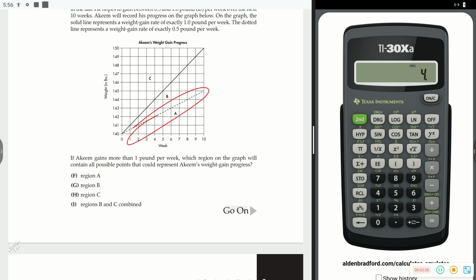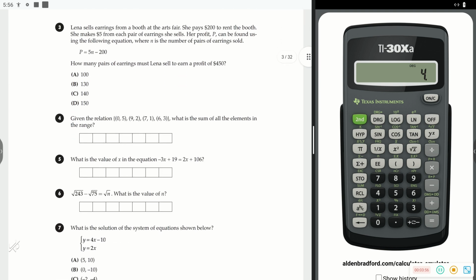So if this is 0.5 and this is 1, it's going to have to be greater than the 1. So it's going to be in region C. So if we look here, the answer was H, region C, for number 2. That one was pretty straightforward. We'll go to number 3.